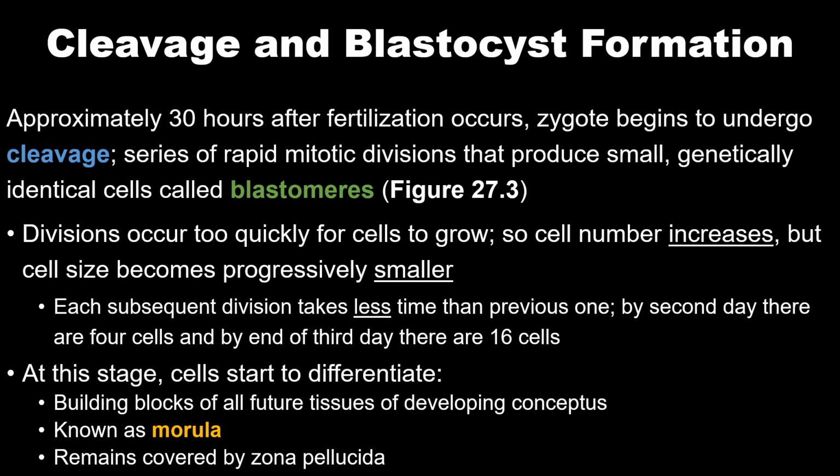Each subsequent division takes less time, so that by the second day, there are 4 cells. By the end of the third day, there are 16 cells. And by the time you hit those 16 cells, the cells begin to differentiate and now are going to be the building blocks for all future tissues. At this point, the conceptus is known as a morula, and this morula remains covered by the zona pellucida.